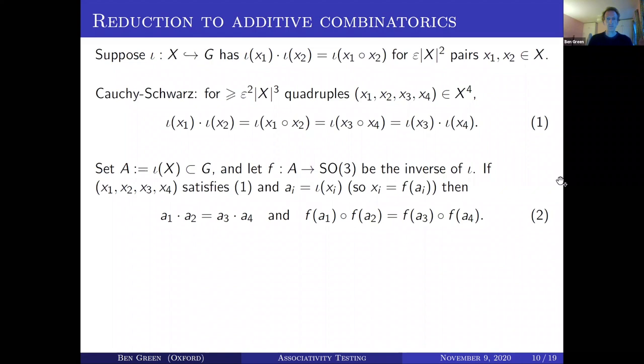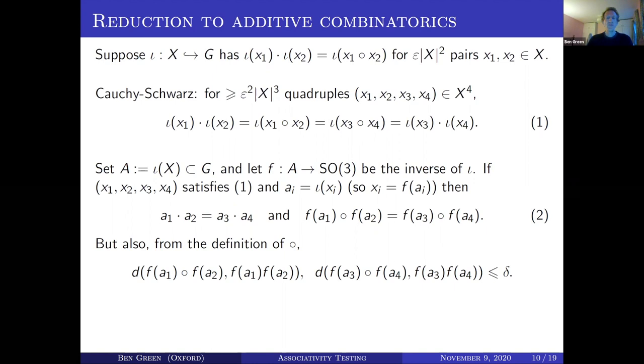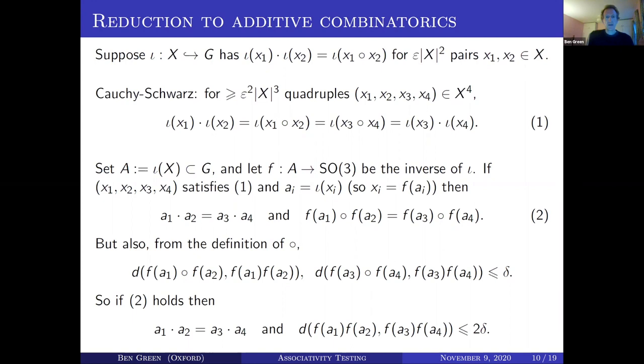But also, from the definition of the circle operation, from just the very basic definition of what it is, the distance in SO3 from F of A1 circle F of A2 to F of A1 juxtaposition F of A2, so that's the operation on SO3, and the similar thing with A3 and A4, they're at most delta. So if you put that together with the display, the equation that I called two, you get the following. You get that A1 dot A2 equals A3 dot A4, and the distance from F of A1 F of A2 to F of A3 F of A4 is at most two delta.